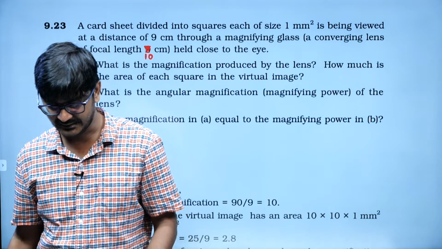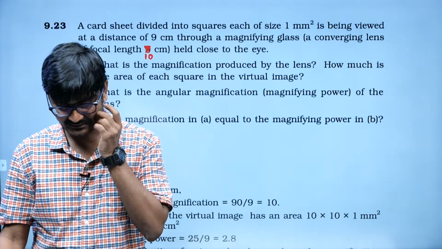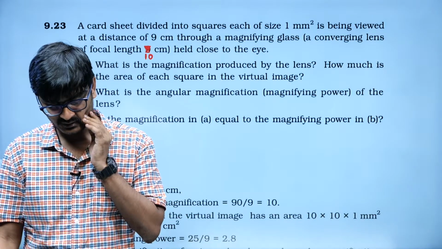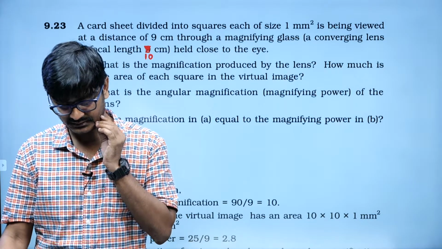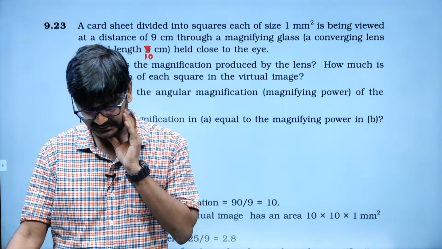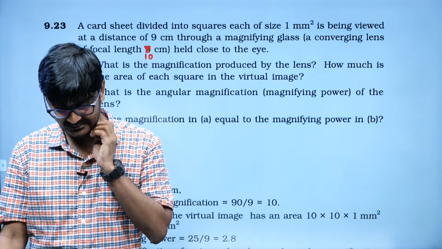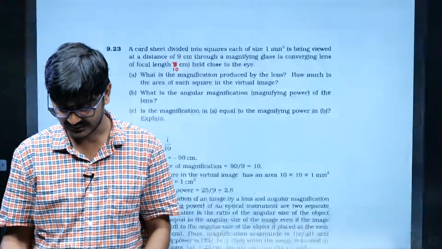A card sheet divided into squares, each of size 1 millimeter square, is being viewed at a distance 9 centimeter through a magnifying glass of focal length 10 centimeter held close to the eye. What is the magnification produced by the lens? How much is the area of the square in virtual image? What is the angular magnification? So anyway, let us see what they are talking about.